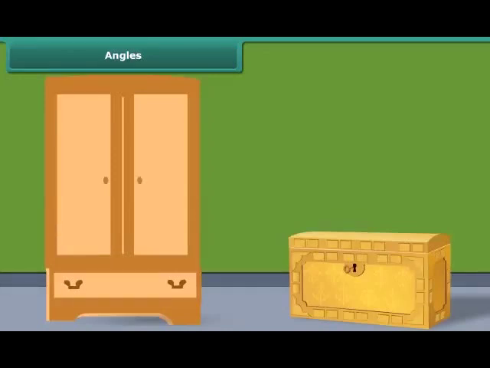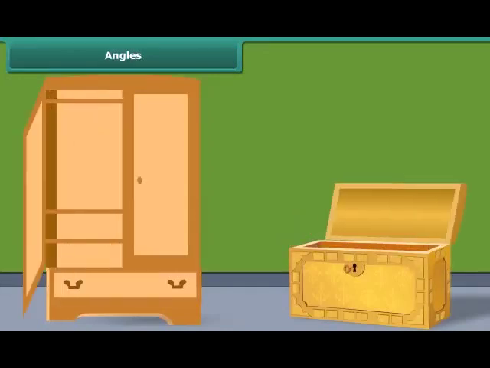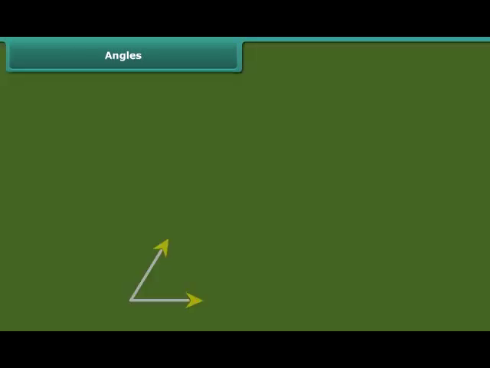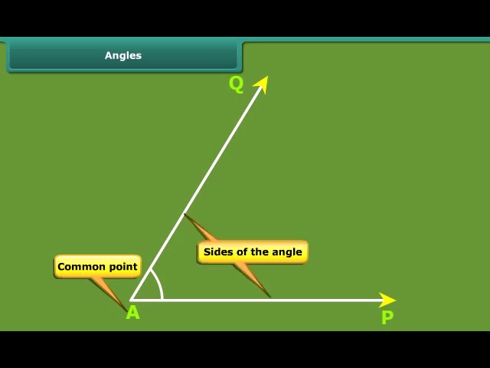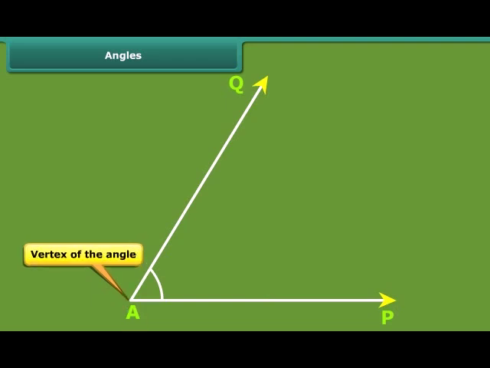Let us now move to another topic. The open door of a mirror or a box forms an angle. In the language of mathematics, when 2 rays start from a common point, we say that an angle is formed. In the given angle, rays AP and AQ have a common point A. The 2 rays forming an angle are called the arms or sides of the angle. The common end point is the vertex of the angle.